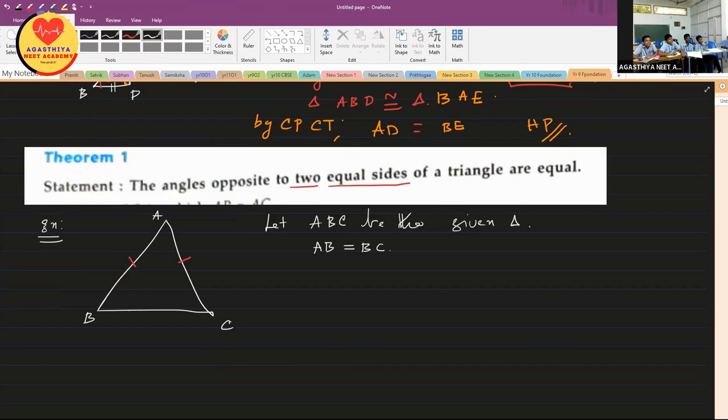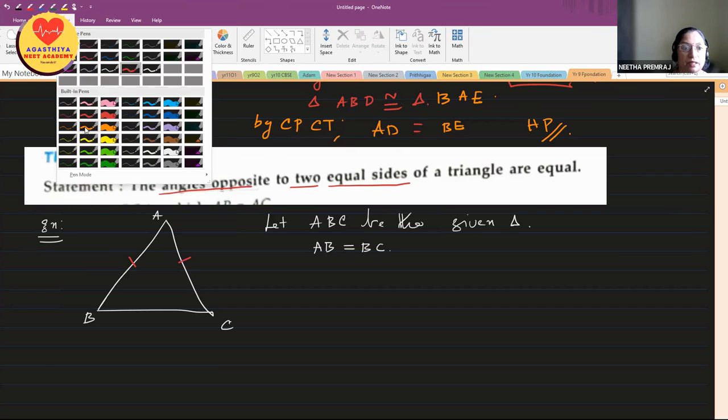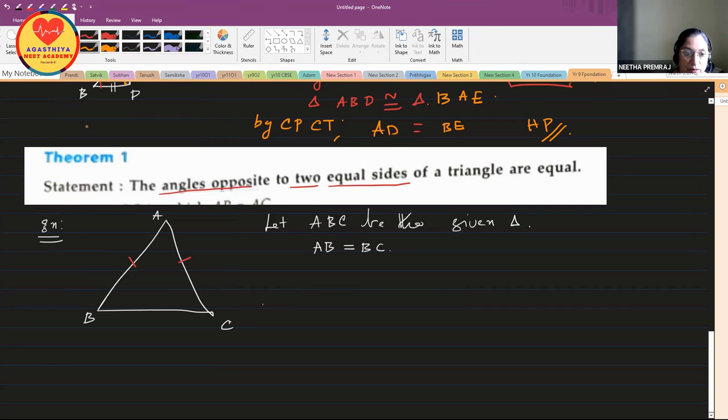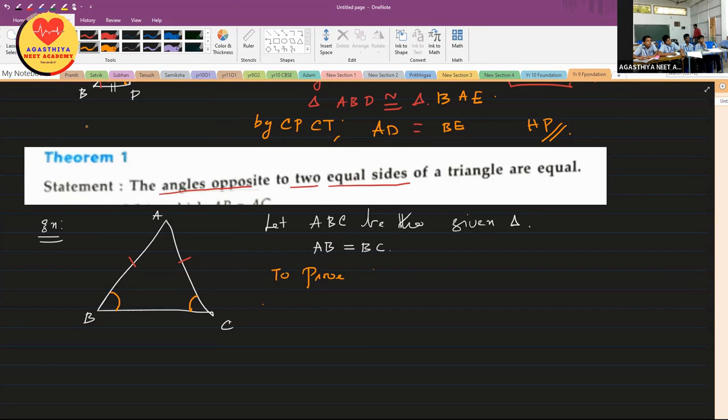So what do you want to prove? The angles opposite to the equal sides are equal. So to prove, angle B is equal to angle C.